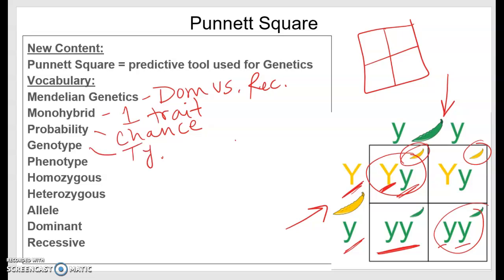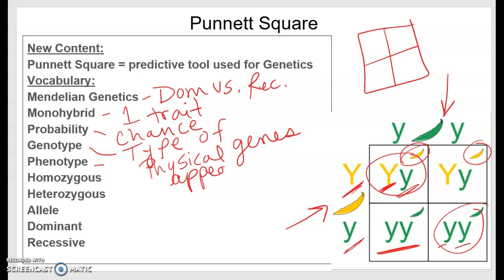Genotype, your type of genes. Which letters, which alleles did you get on your DNA? Your genotype is the type of genes you inherit. Your phenotype is your type of physical appearance. How do you look based on the genes that you did inherit?